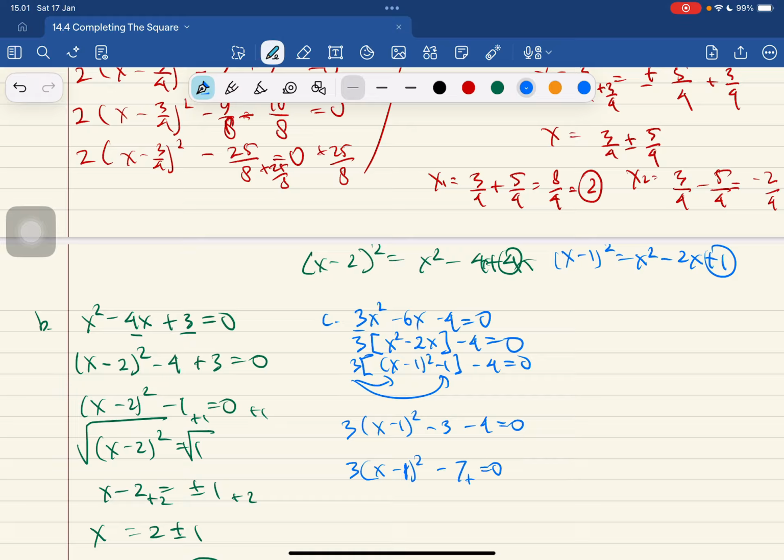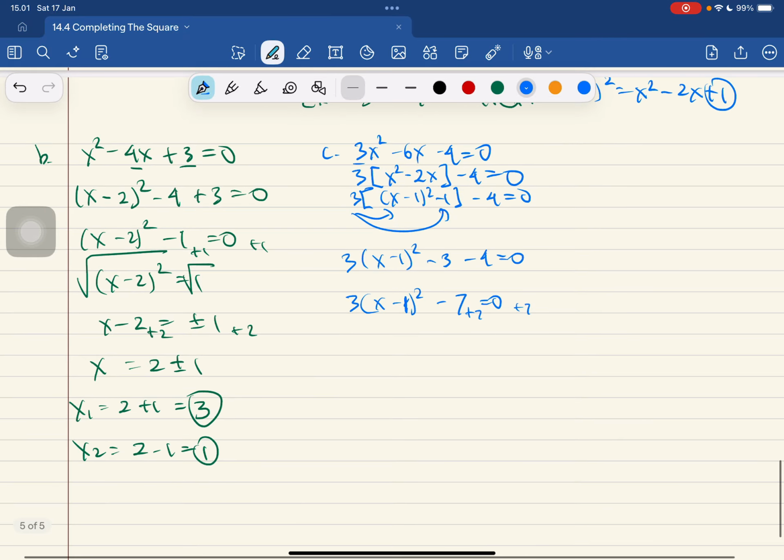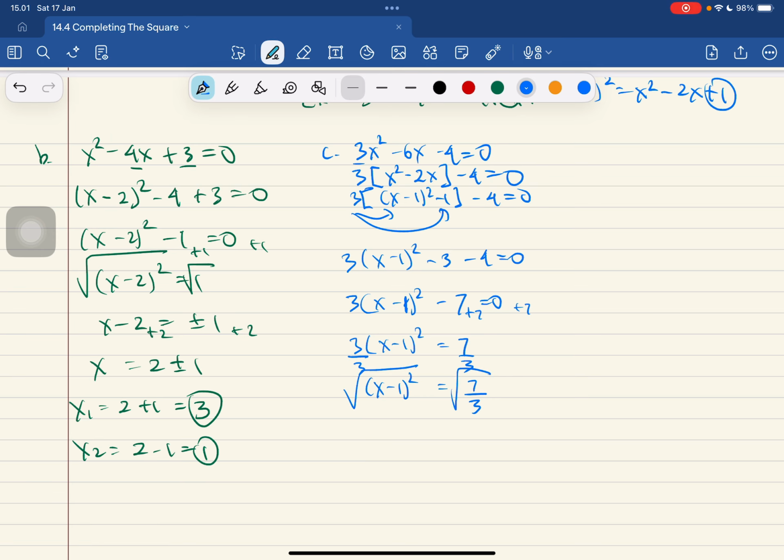Let's plus by 7 both sides to get rid of it from the left side. So you got 3 times x minus 1 squared equal to 7. To get rid of 3, we divide by 3 both sides. So it's going to be x minus 1 squared equal to 7 over 3. To get rid of the square, we take the square root both sides. So x minus 1 equal to plus minus square root of 7 over 3. To get rid of 1, we plus 1 both sides.